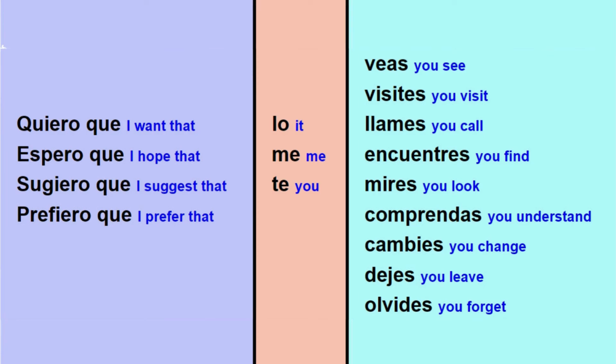And we could add in there other influencing verbs like I need you to do something. Necesito que. How would you say, I need you to call me as soon as possible? What would that be? Necesito que me llames lo antes posible.